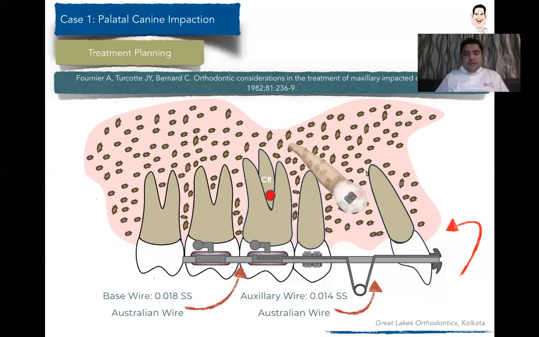that is the initial placement. But in order to activate it, we need to turn it upside down. So we will turn it upside down and go up. So the net effective motion now for the upper impacted canine, when we tie it with the attachment, would be an extrusive force and an outward force also. So it will basically try to bring the palatal impacted canine out into line. So that's exactly how we are planning to bring down the canine. That is the one perspective.